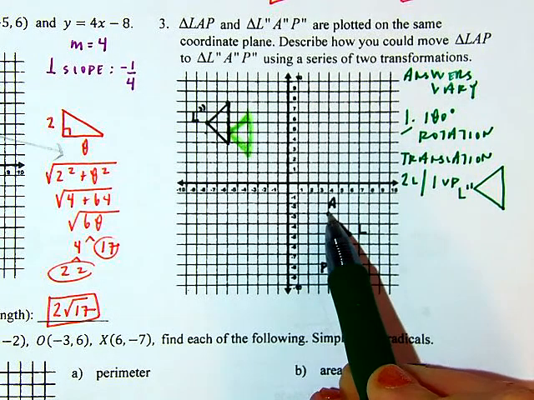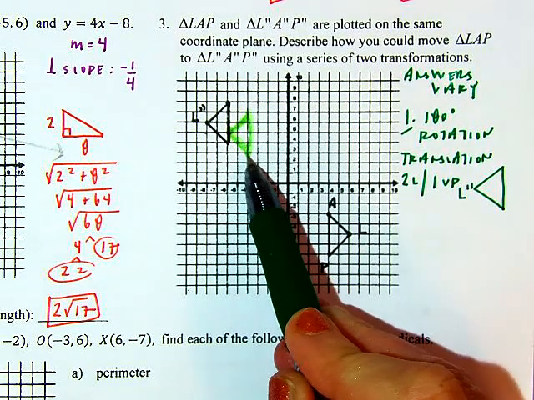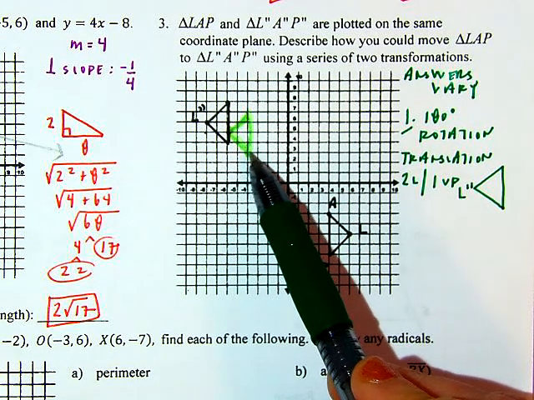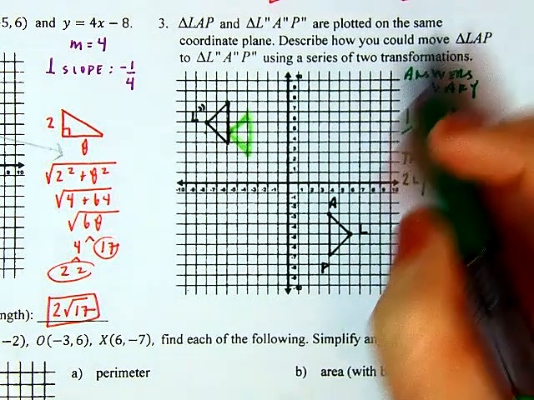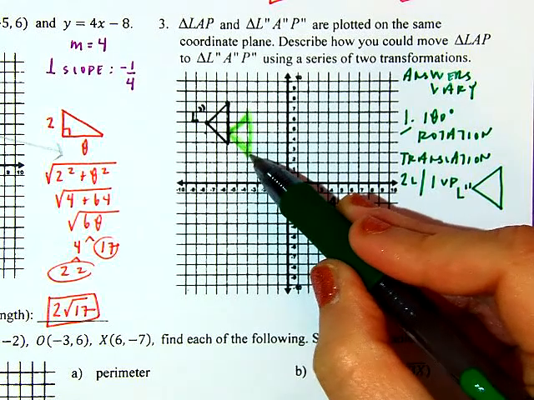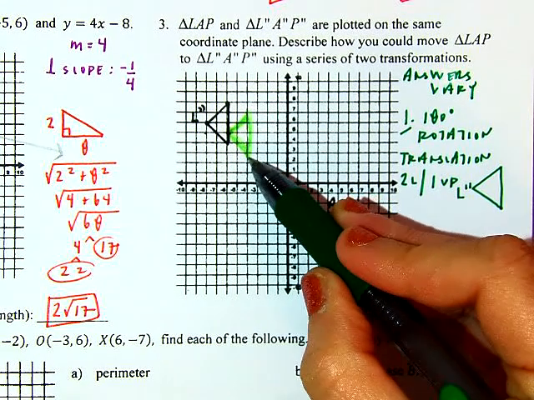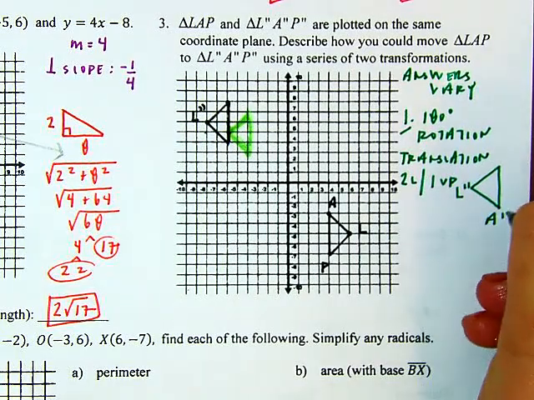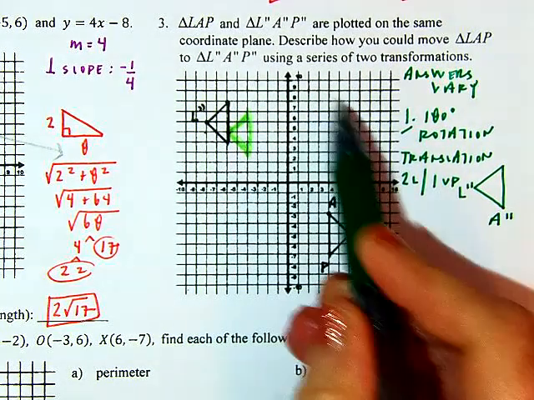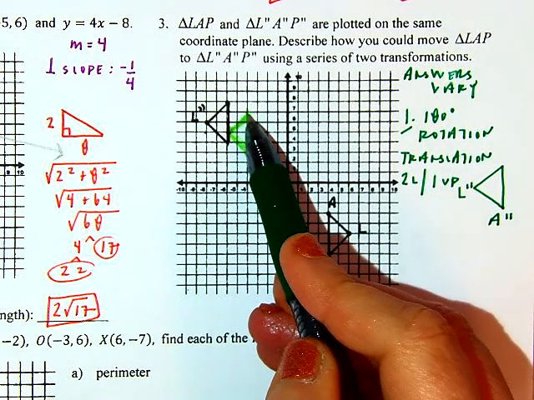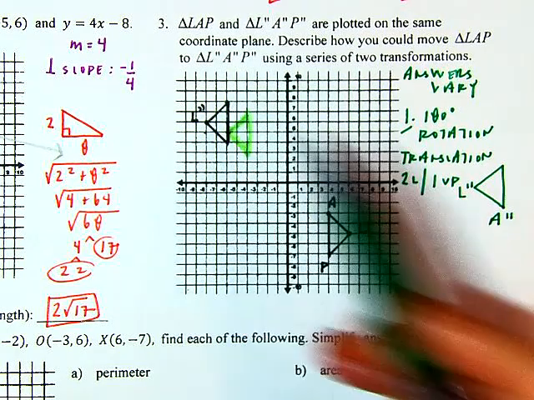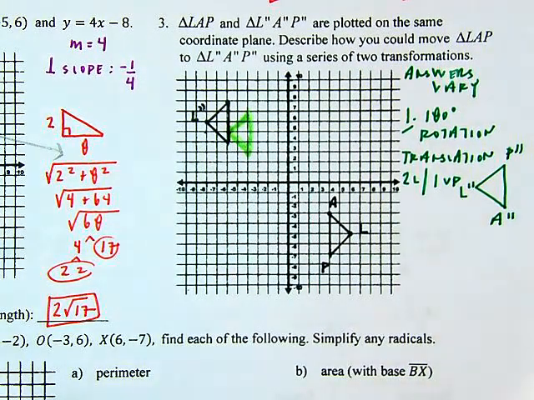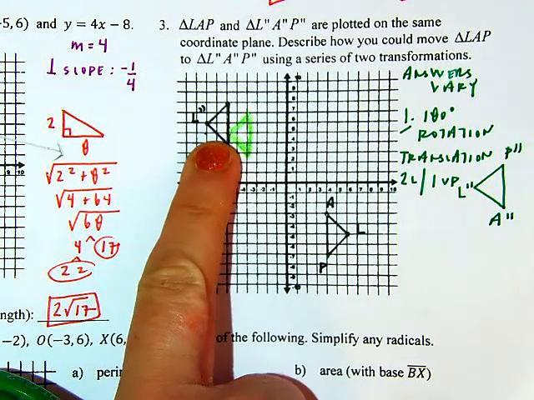Since A rotates into this position right here, that means right here would be my A prime. So then this would be my A double prime right there. P would have rotated into this position, so that would have been my P prime, so this would be my P double prime right there. All right, so that's what my final draft would look like, just like so.